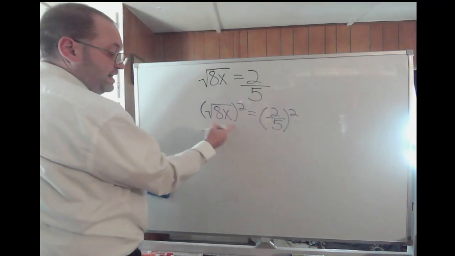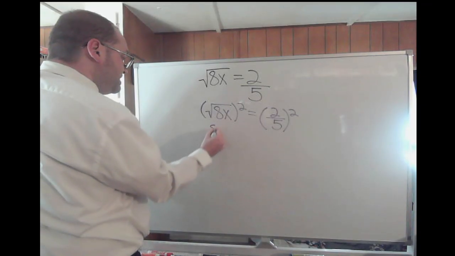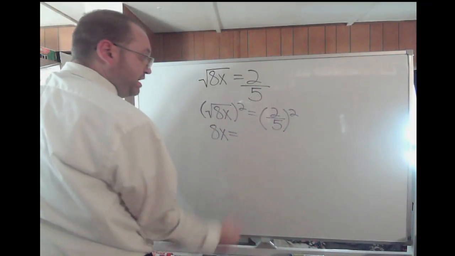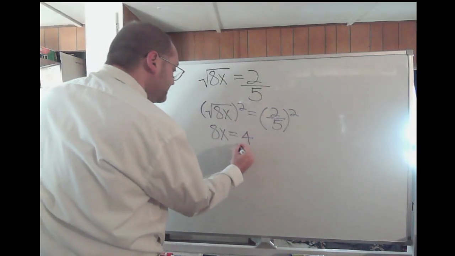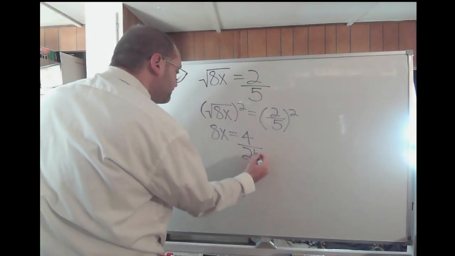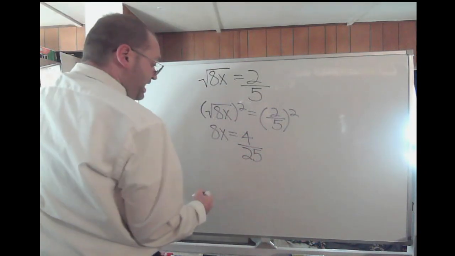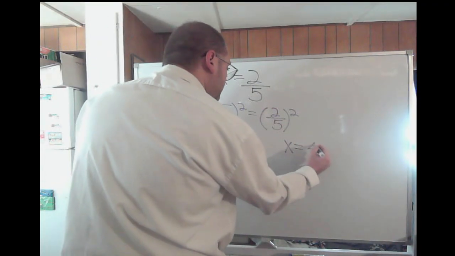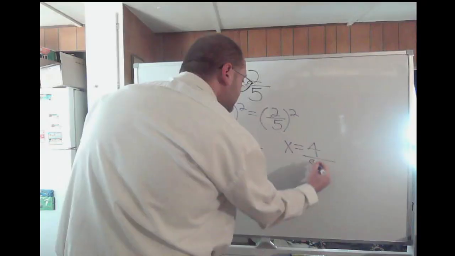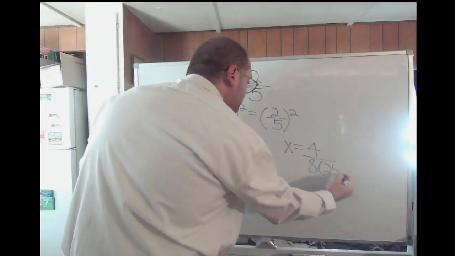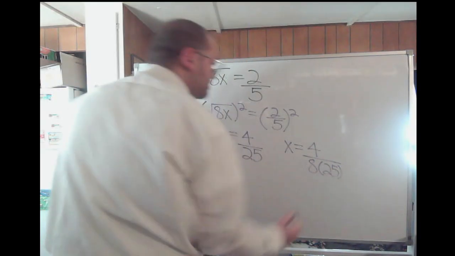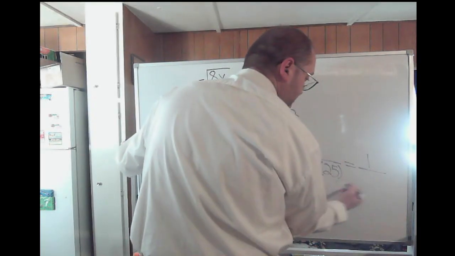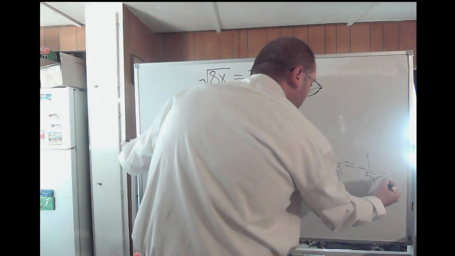which square root of 8x raised to the second power, that's just 8x. That's going to equal 2/5 to the second power. That would be 4/25, which would have to mean that x would happen to equal 4 all over 8 times 25, which would happen to mean that it equals 1 all over 2 times 25, which is 1 all over 50.